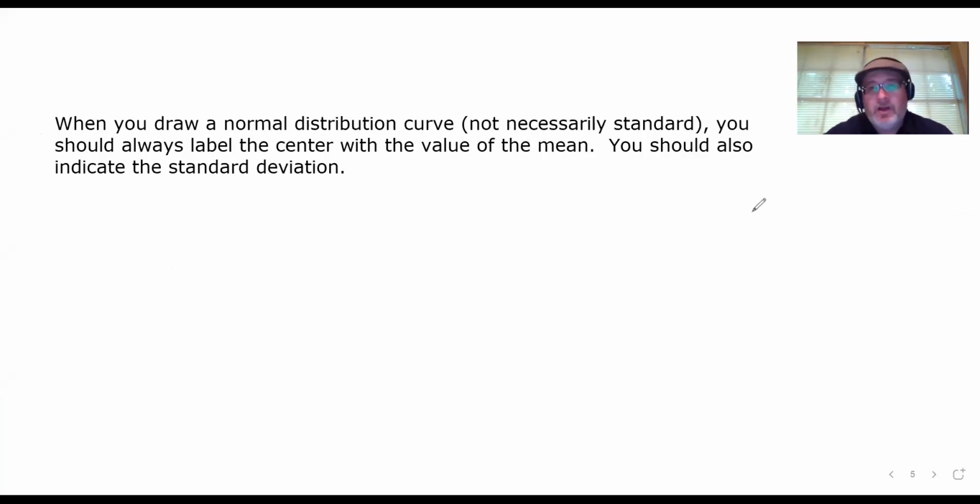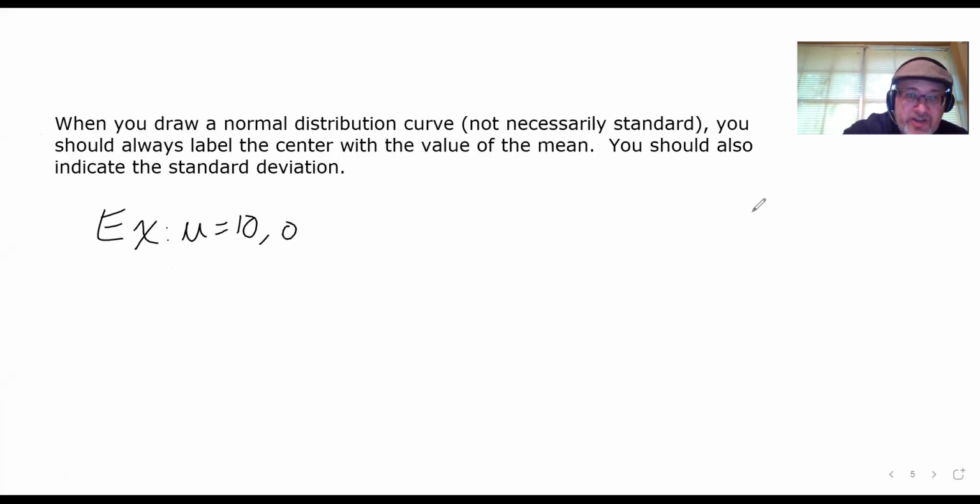All right, some advice about drawing bell curves in this class. When you draw a normal distribution curve, notice I didn't say standard, you should always label the center with the value of the mean. You should also indicate the standard deviation. So for example, let's say that you have a mean of 10 and a standard deviation of 3. This is what I want you to do when you draw a bell curve for such a normal distribution.